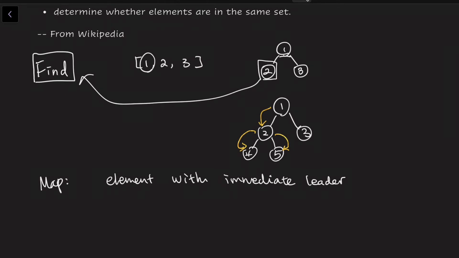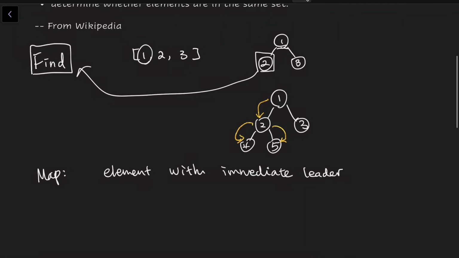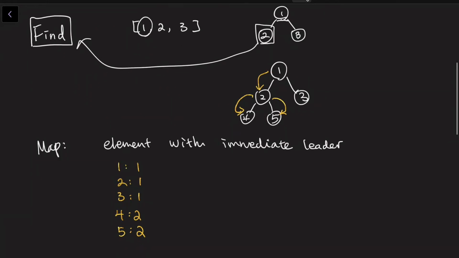However, in the map, 5 and 4 are not mapped to 1, but you can easily find 1 as the real leader of 4 and 5. This is how it looks in the map. So 1 is mapped to 1 because it follows its own heart, and 2 follows 1, 3 follows 1, 4 follows 2, 5 follows 2.